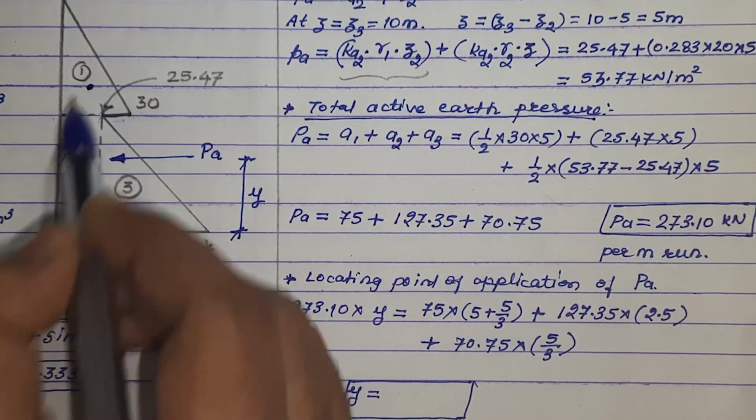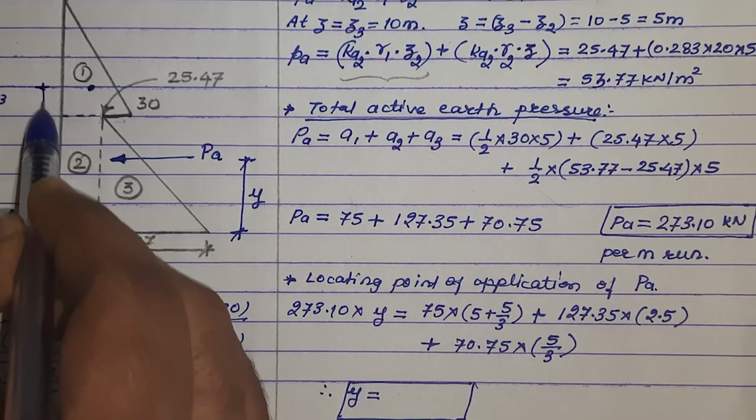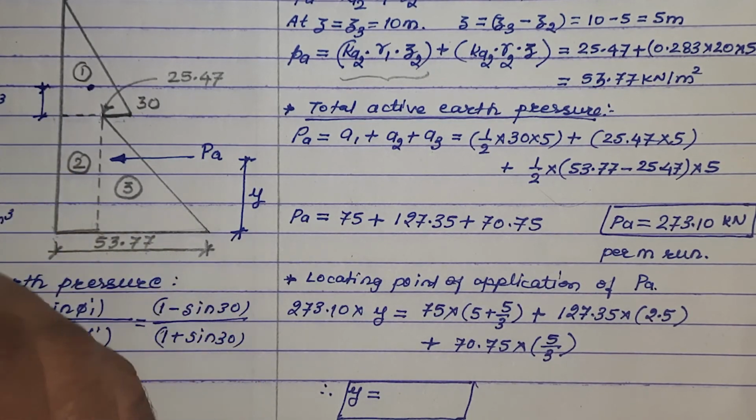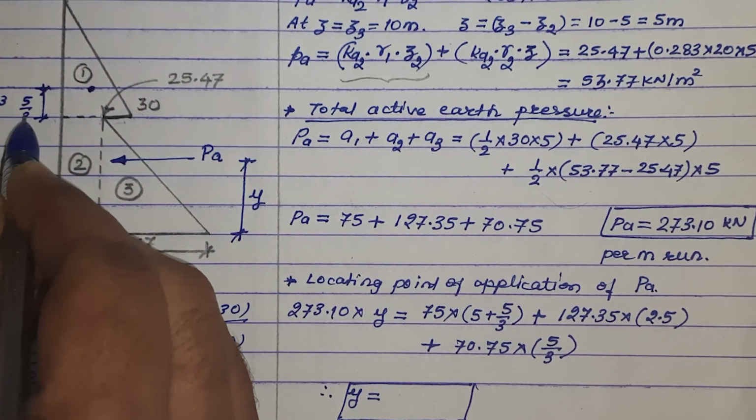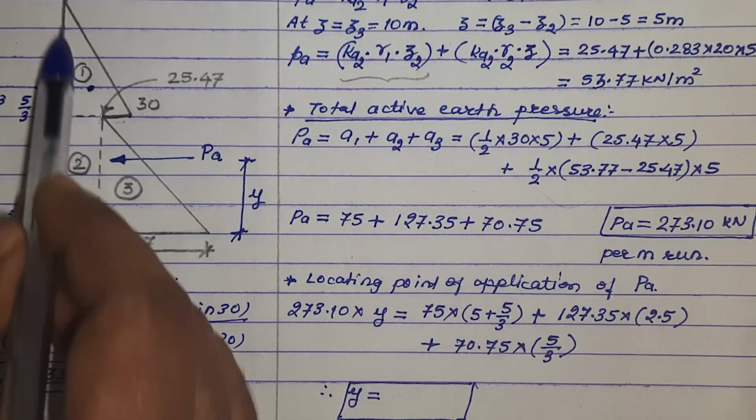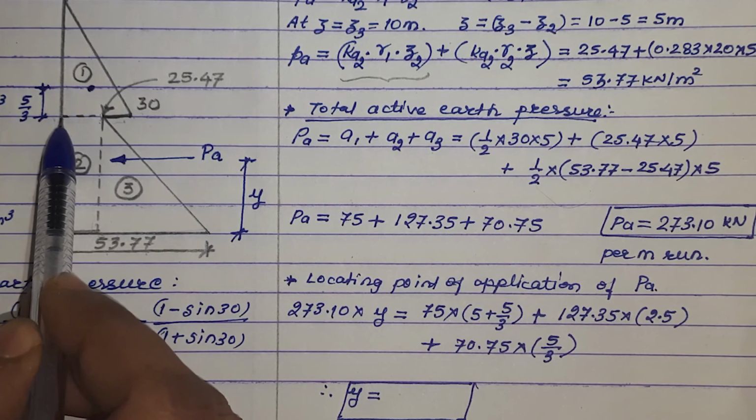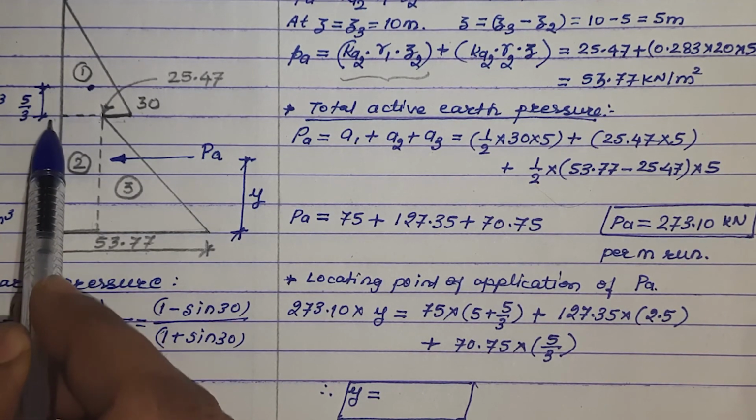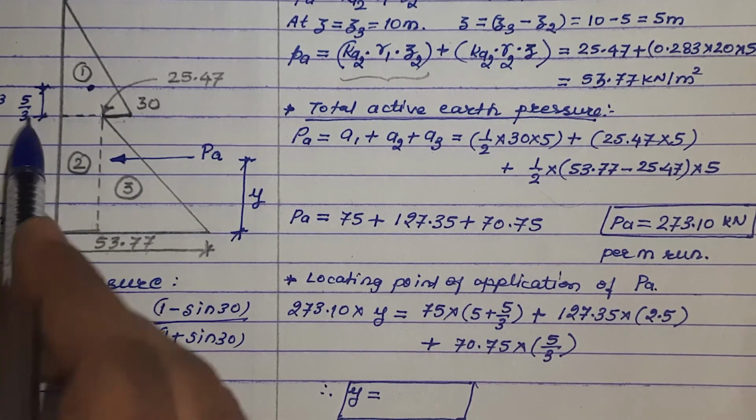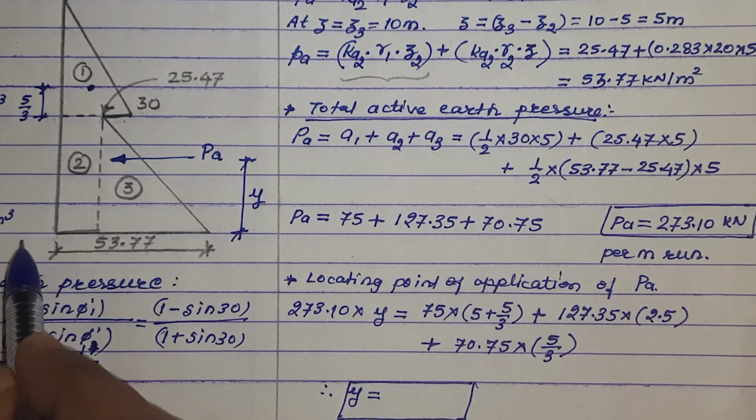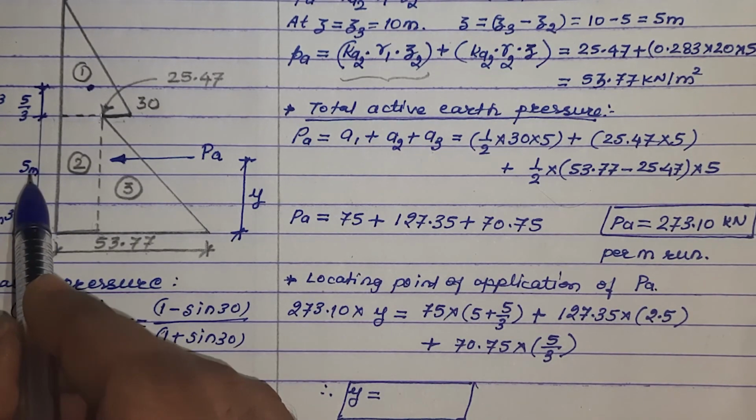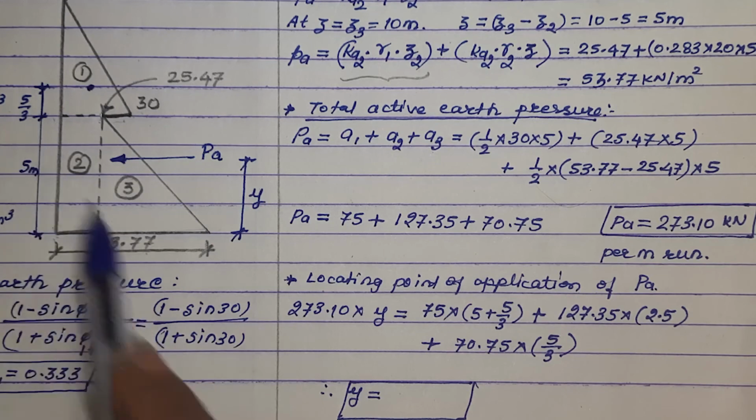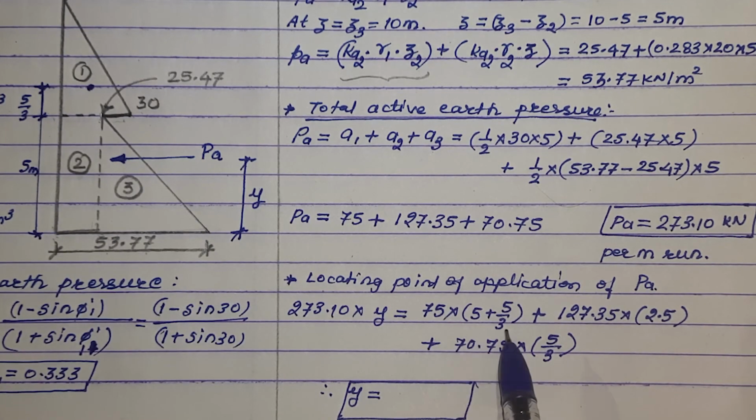About the base we are taking the moment, hence we need to find out the perpendicular distance. CG of this triangle is lying here. This height is going to be h by 3. Total height is 5. So this height is going to be 5 by 3. For this triangle, height is 5 meter. Hence, this distance is going to be 5 by 3 plus the bottom 5 meter. Hence, it is going to be 5 plus 5 by 3. Therefore, this is the lever arm.